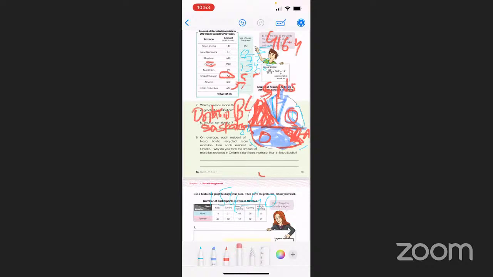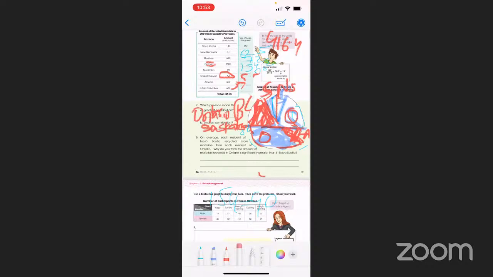So what do you think the amount of materials recycled in Ontario is? So why do you think it's higher in Ontario? Yes, Saika. Why do you think there's more material being recycled as compared to the lowest, like Nova Scotia, which has 147? So why? Haika, can you tell me? Haika, Aya, anyone? Why do you think the materials are higher in Ontario?